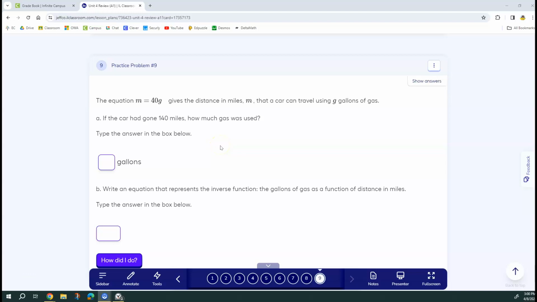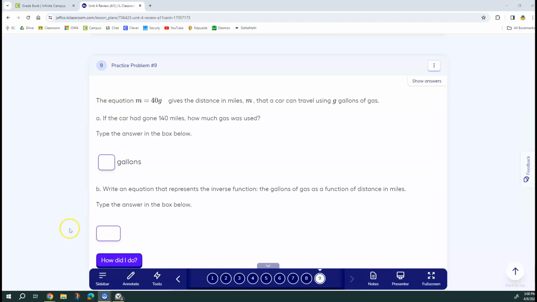Last one, practice problem 9. The equation m equals 40g gives the distance in miles, m, that a car can travel using g gallons of gas. If a car had gone 140 miles, how much gas was used?